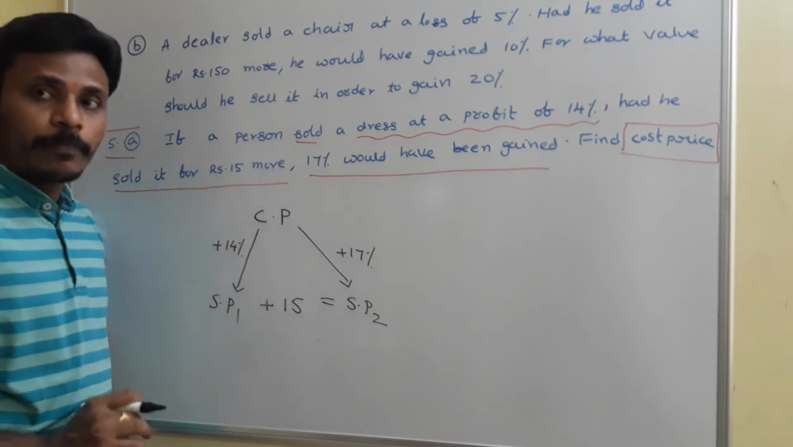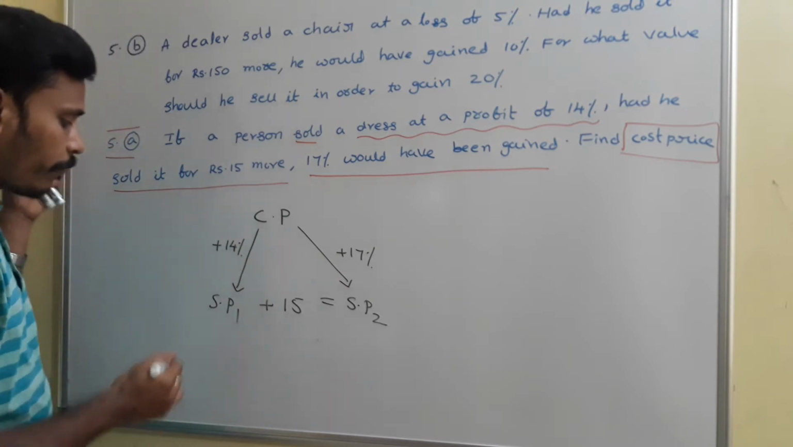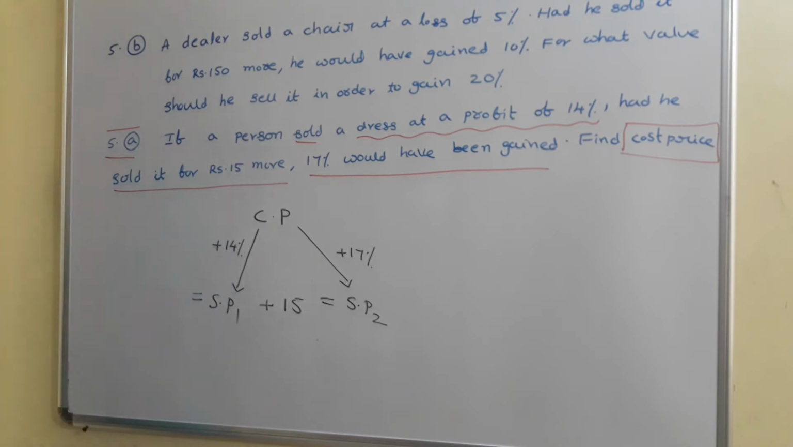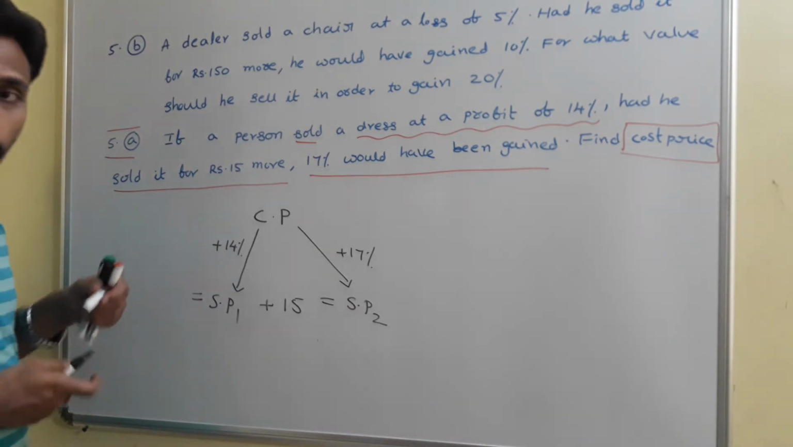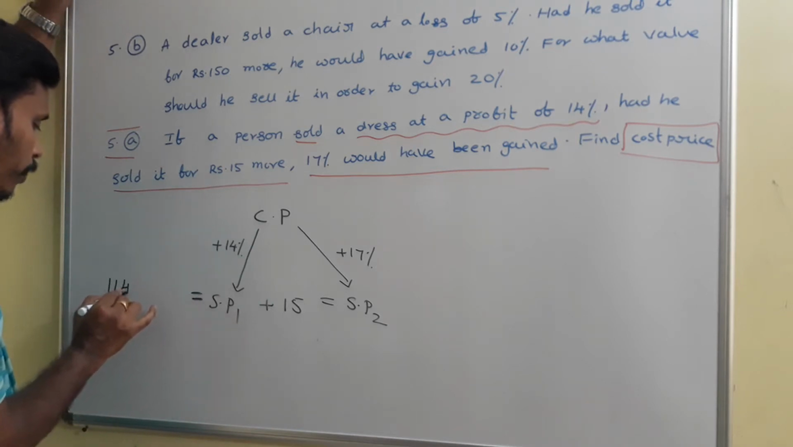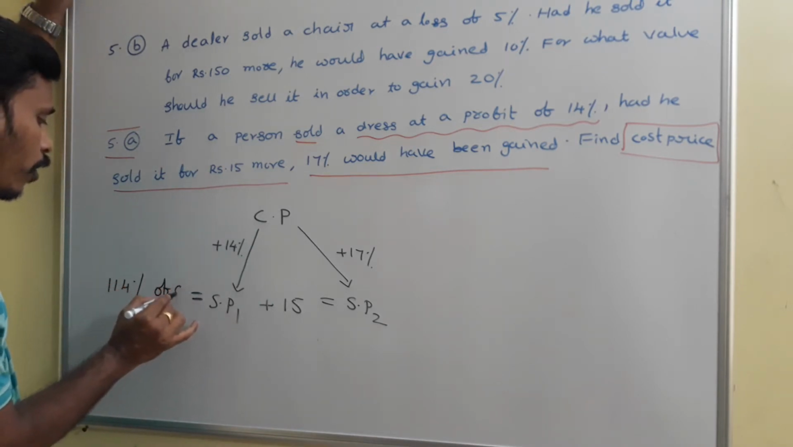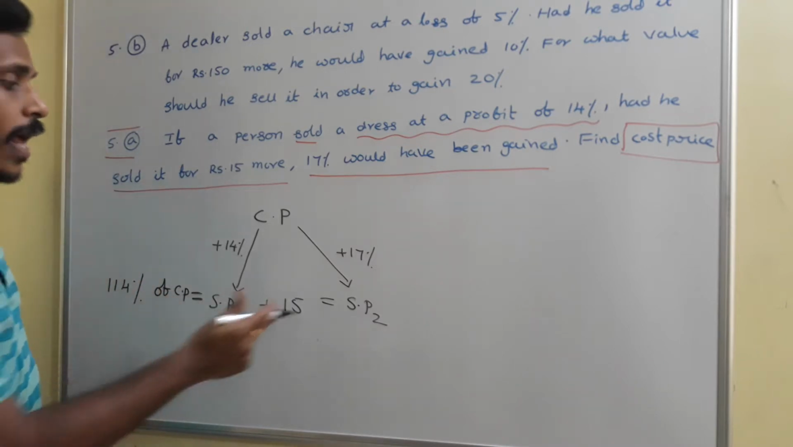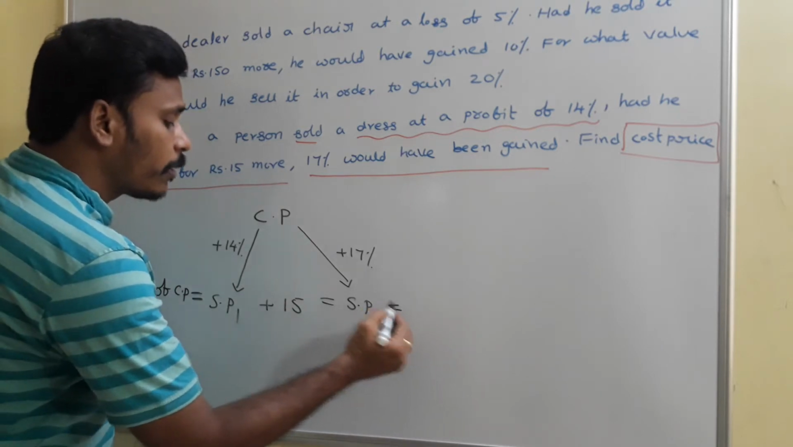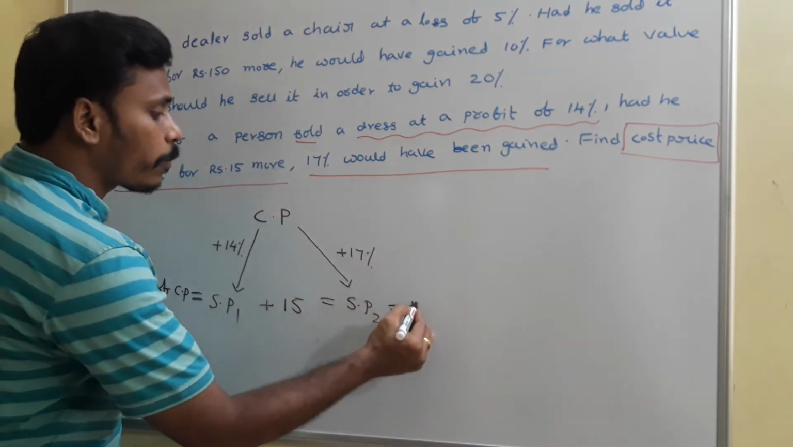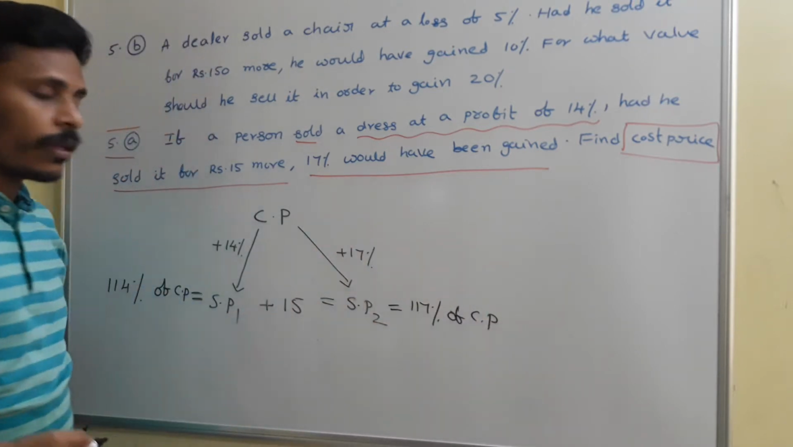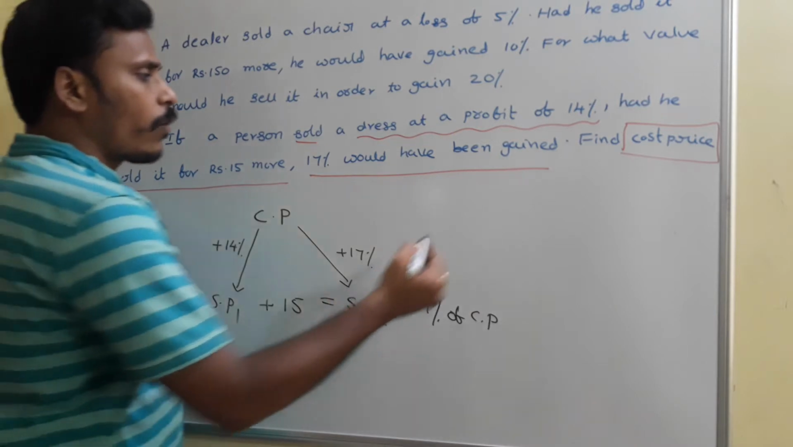See, in the first case, since 14% is the profit, how do we need to write the selling price? As we discussed in the last class, this selling price 1 is nothing but 114% of cost price. Whereas selling price 2, because 17% is the profit, we can write it as 117% of cost price. Is it clear?